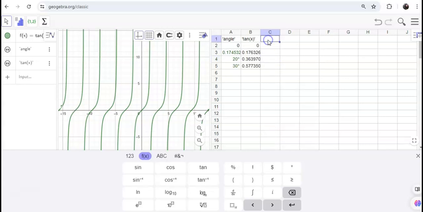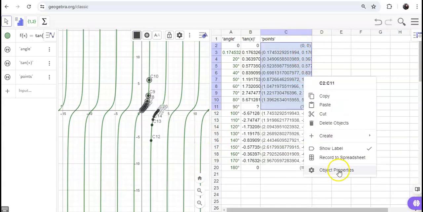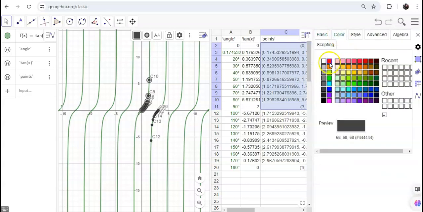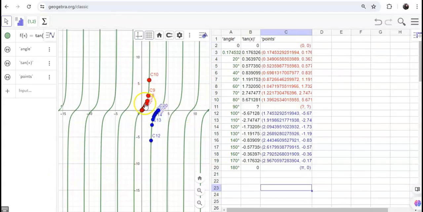Column C will be the points in our Cartesian plane. So we write A2, comma, B2, for example, and then just drag it down. So do the same for all angles up to 180 degrees. Here are the points with the tangent values in the first quadrant, and these are the points with the tangent values in the second quadrant.